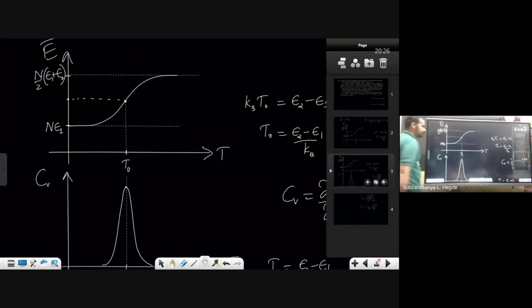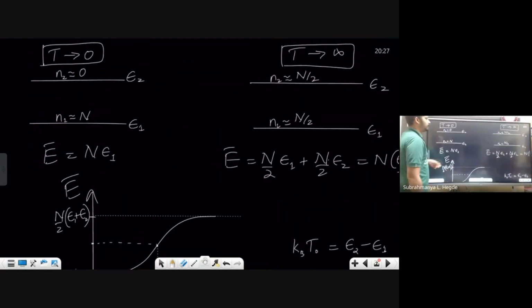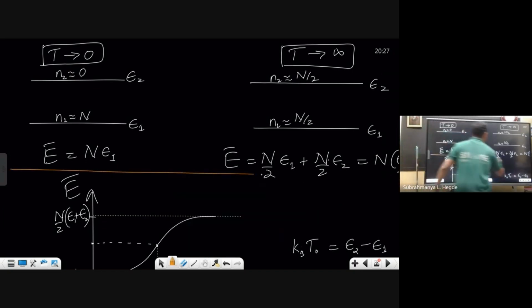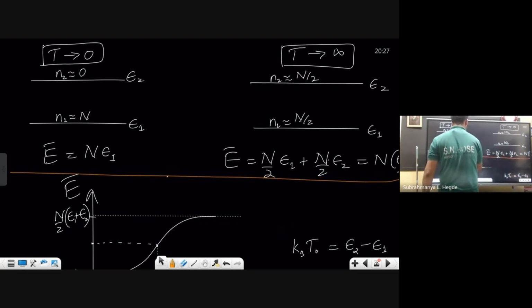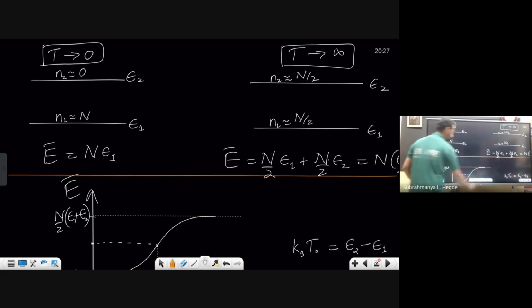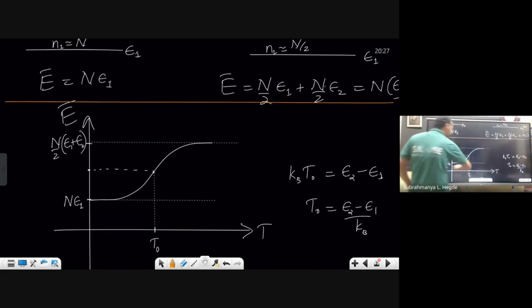Now, this was a question in some exam. While drawing this qualitative plot of E bar, you just need this idea. What is the energy at high temperature? What is the energy at low temperature? That you can write without working anything. That's what we have practiced. Low temperature, high temperature, and using that one, you can just draw one smooth curve. That's it.